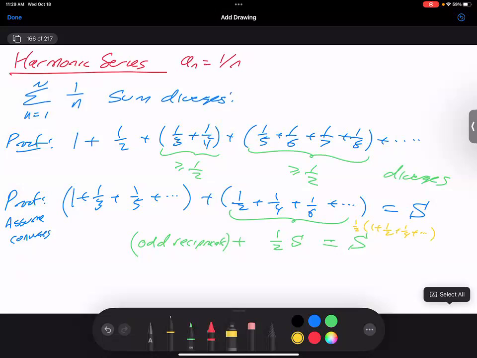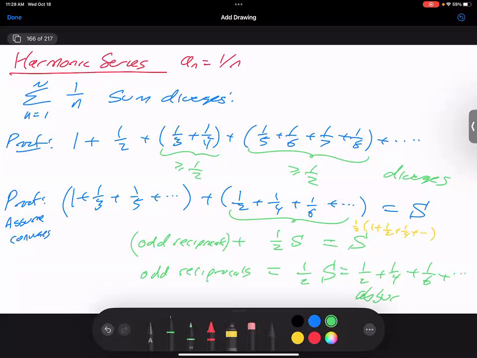So what we get is, if we subtract, the odd reciprocals equal 1/2 S, which is just 1/2 plus 1/4 plus 1/6. Why is this absurd?